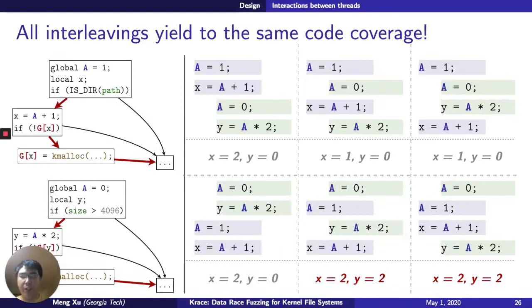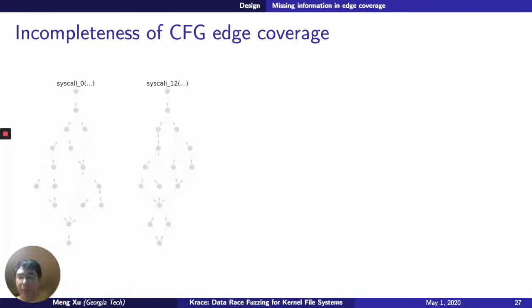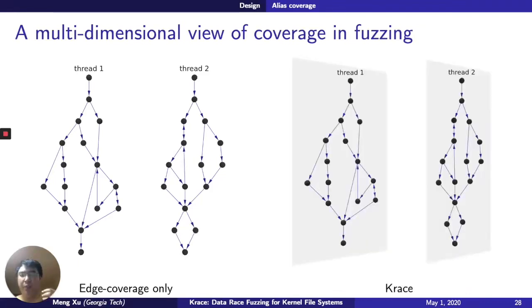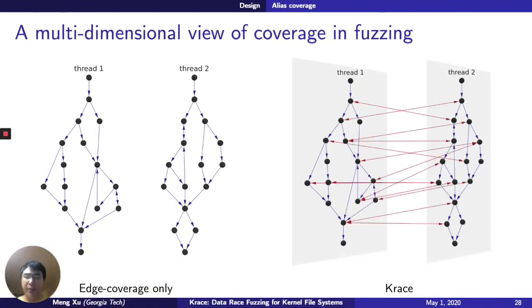So regardless of which interleaving it takes, the eventual code coverage is the same, which means we lose some states in the program. Putting it in more visual terms, although we keep exploring the same control flow graph, with different thread interleavings we might actually get different execution states. Which means that we probably need a different view of fuzzing coverage in order to track the exploration in a concurrency dimension. In order to do that, we turn this sequential view of the control flow graph into a two-dimensional view, where the edges in the control flow graph take one dimension, and the interactions between these edges take the other.